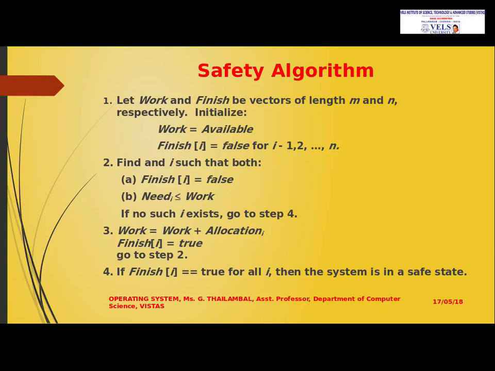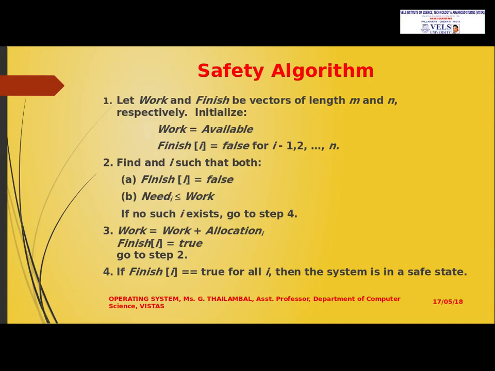Finish is the variable which is going to have the state true or false. Finish of i is false whenever the process has not completed its execution. Finish of i becomes true whenever the process completes its execution. A system is nothing but a number of processes to which some number of resources has been allocated. So that is called a system, right.